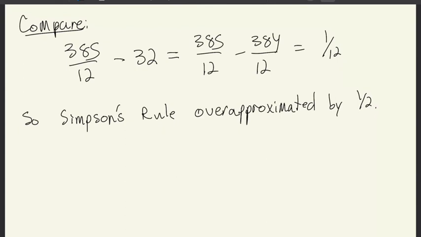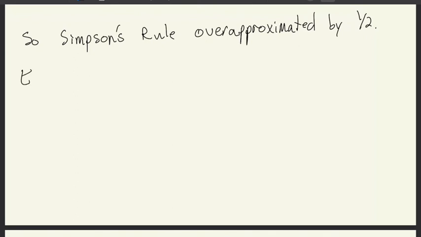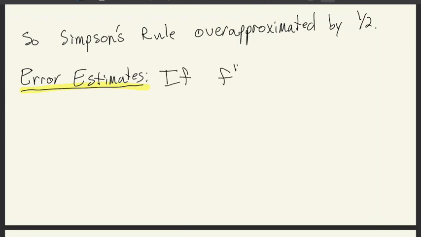All right, so we compared both the trapezoidal and Simpson's rule to the exact value, so they were both off. So the next question is, how close can they be? And luckily, we have error estimates for both the trapezoidal rule and Simpson's rule. So the error estimates, we have a block of text.